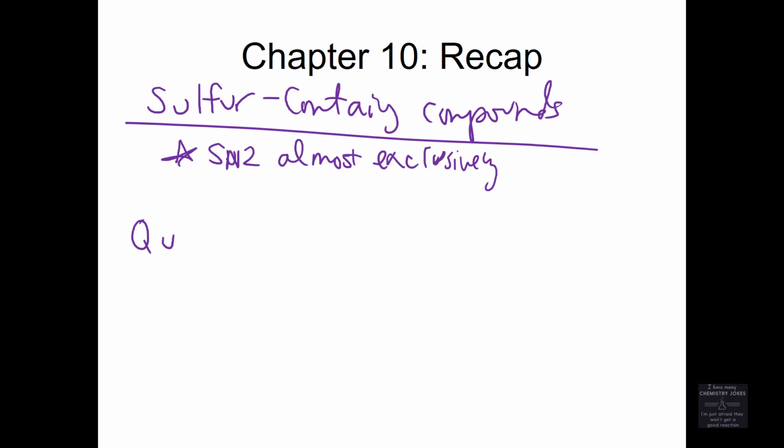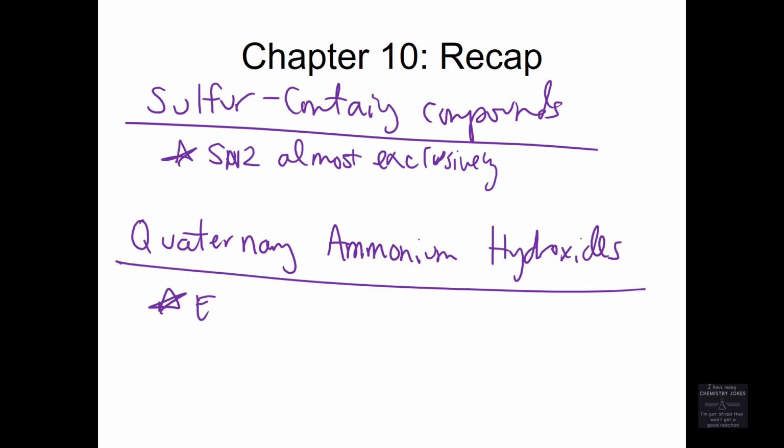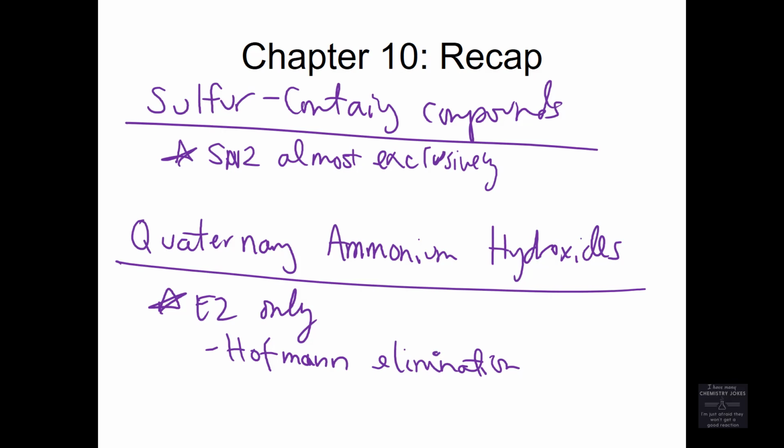And the last thing we talked about was quaternary ammonium hydroxide. They did E2 and E2 only. You get Hofmann elimination. We started off with a bang that was going to seem really confusing because alcohols can do so many things. But then we hit several other functional groups that don't do lots of things. So I think it's a pretty good wrap-up. I like it.